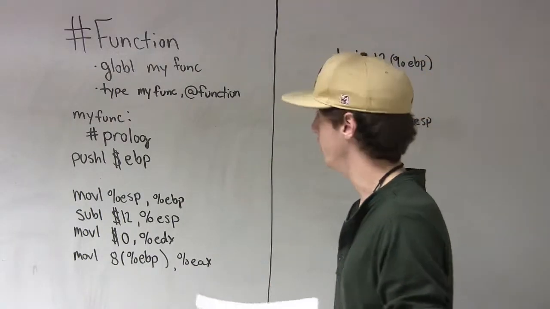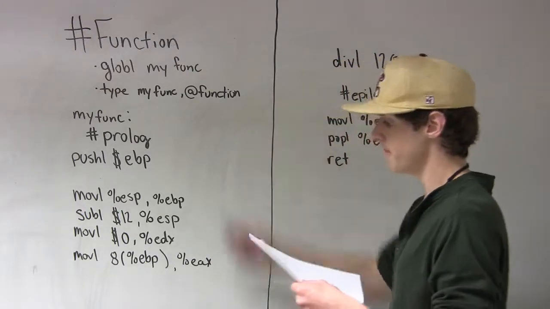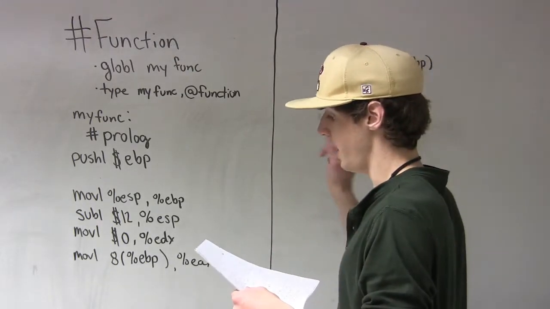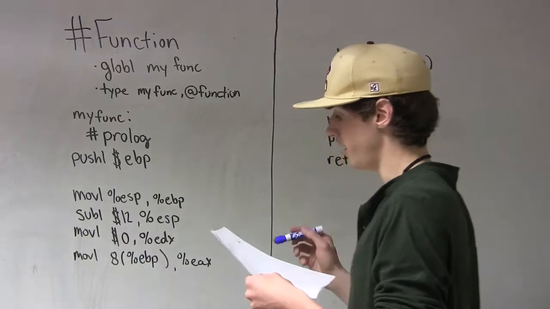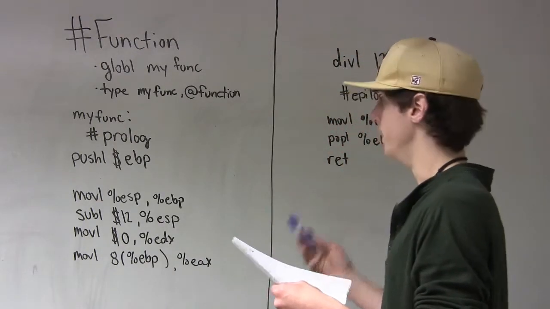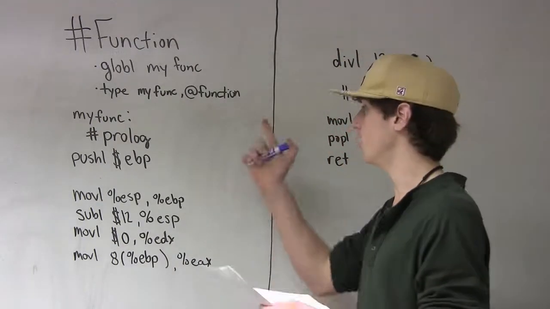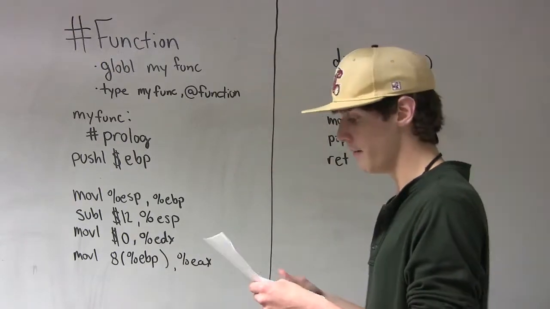Now for our assembly function from earlier, myfunc, our parameters are int A and int B, and our return will be the quotient of A over B. You're going to want to put this in the header of your function. For time's sake, I didn't put that.